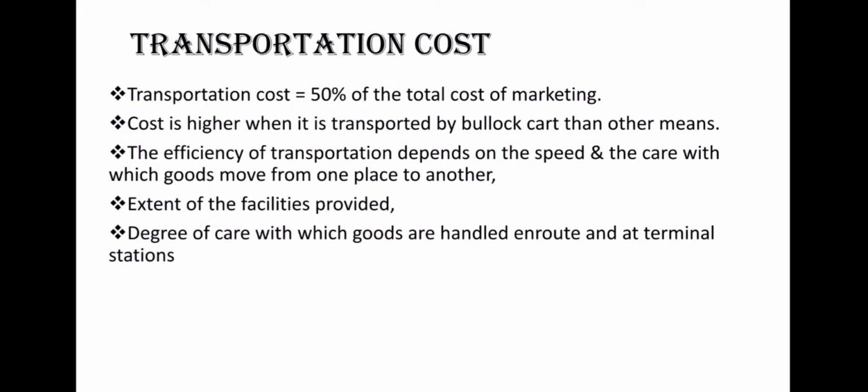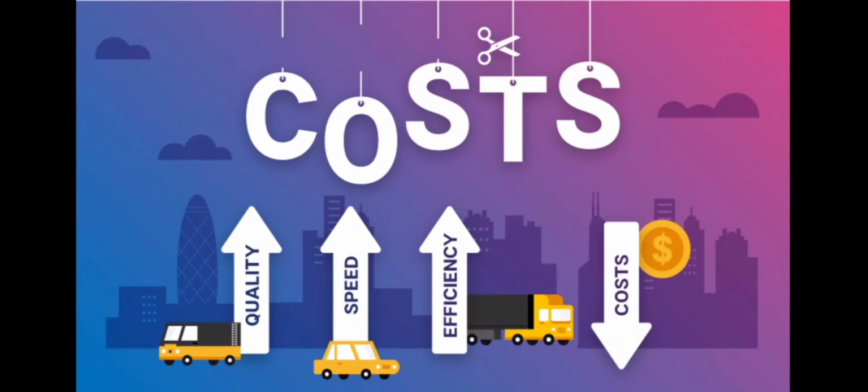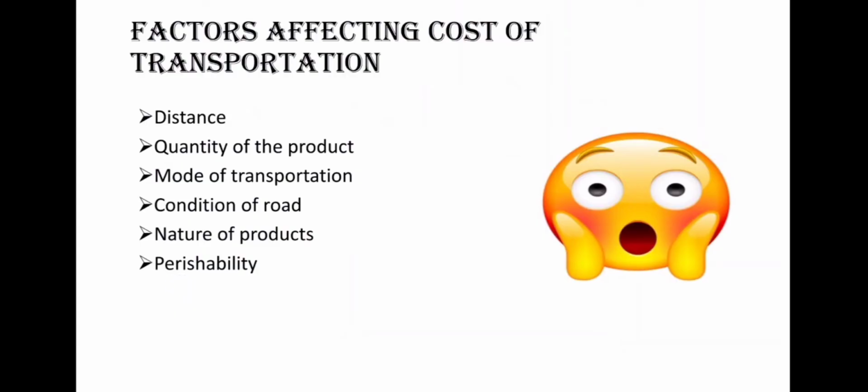Now let's see about transportation costs. Transportation cost accounts for about 50% of the total cost of marketing. It is higher when the produce is transported by bullock or camel carts. The efficiency of transportation depends on the speed and the care with which the goods move from one place to another, the extent of the facilities provided, and the degree of care with which the goods are handled en route and at terminal stations. However, there is a need for reducing the cost of transportation.